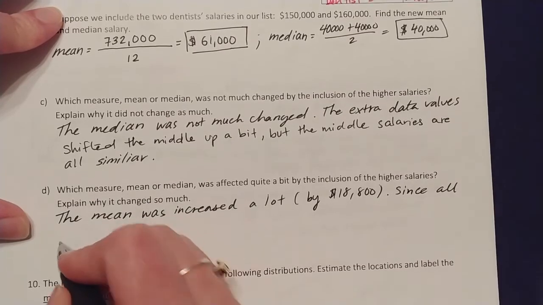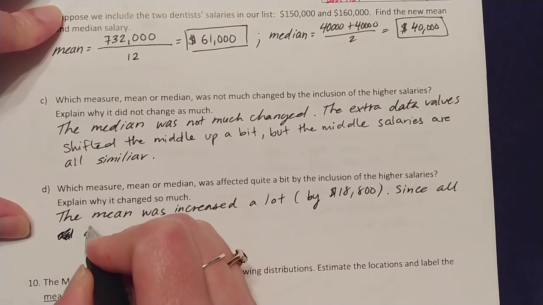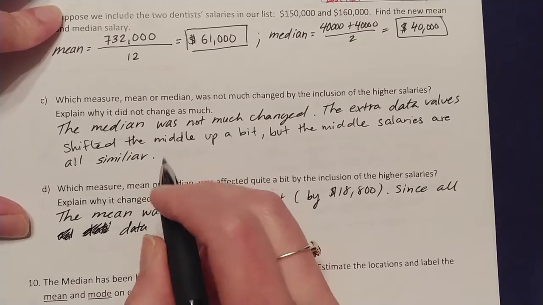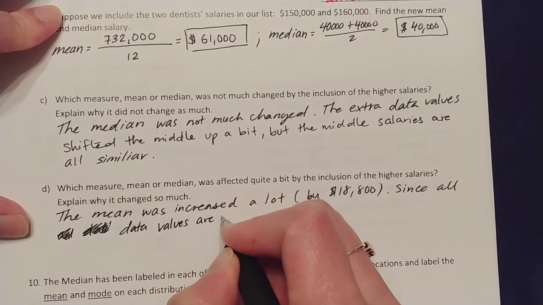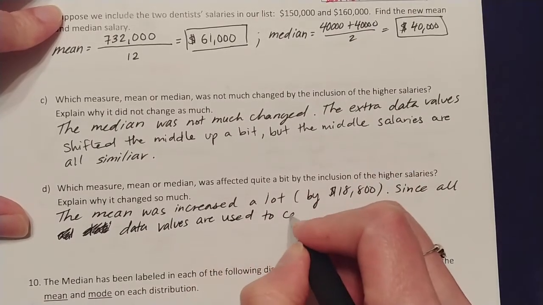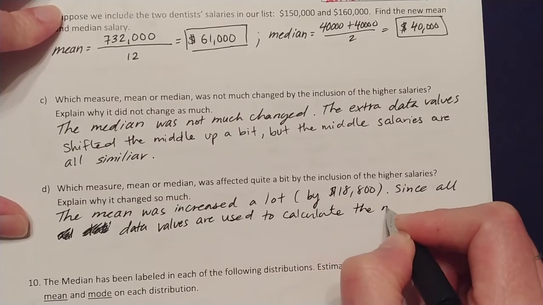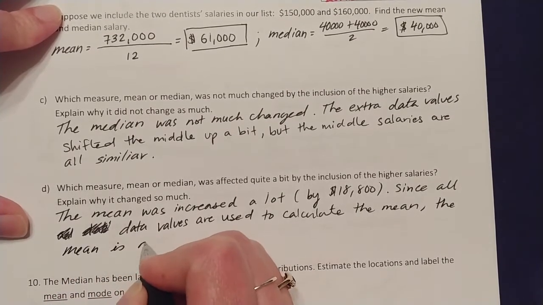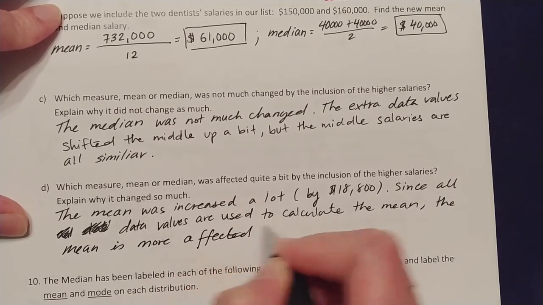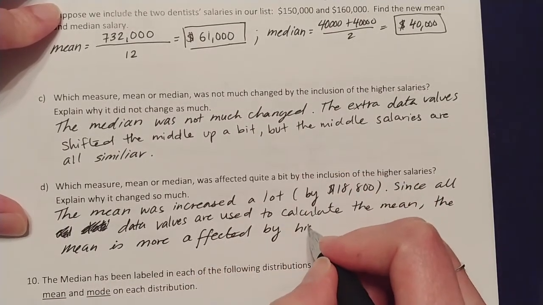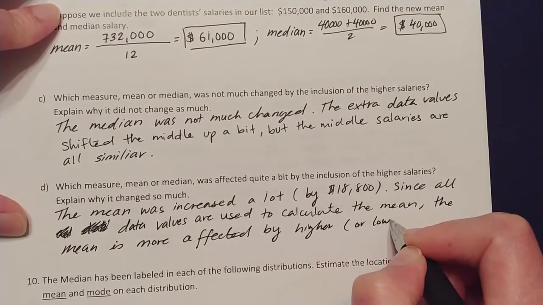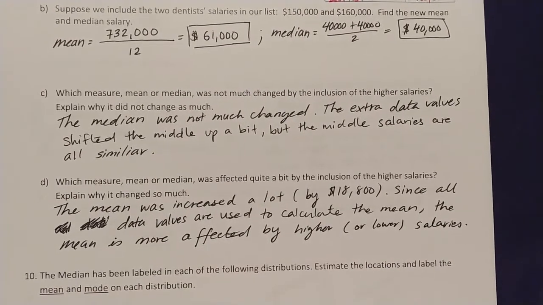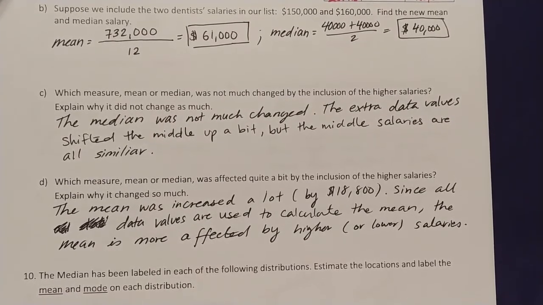Why? Well, since all data values are used to calculate the mean, the mean is more affected by higher or really lower salaries. Right? So it could have also been the other way around. Very low salaries would have also changed the mean, but it would go lower instead of higher.